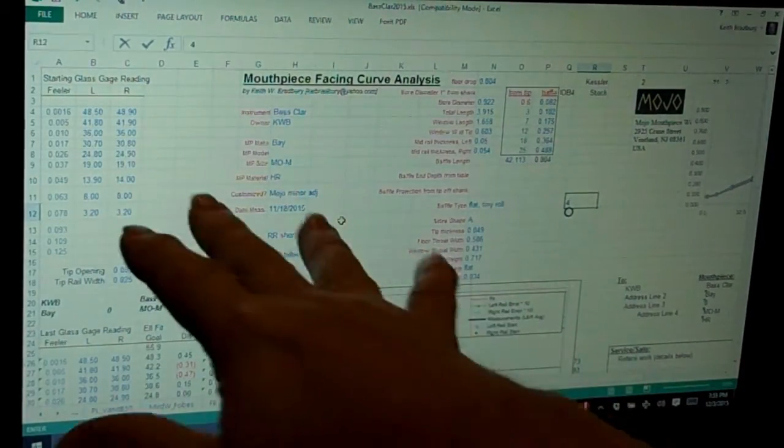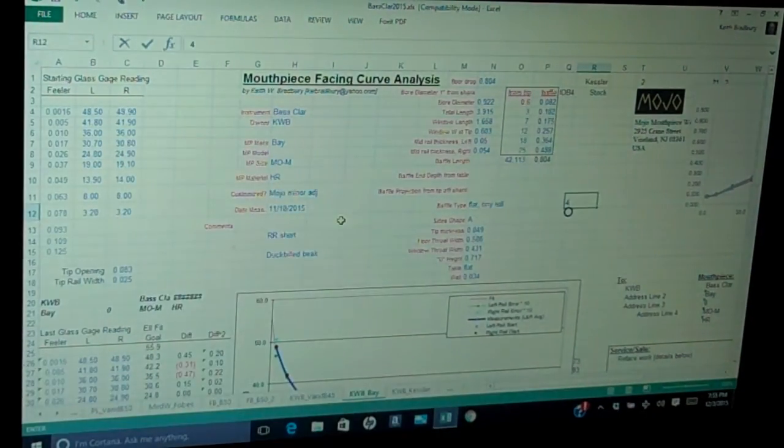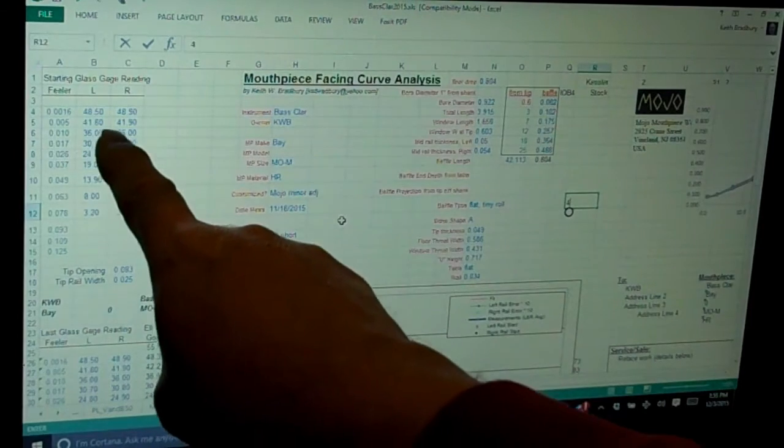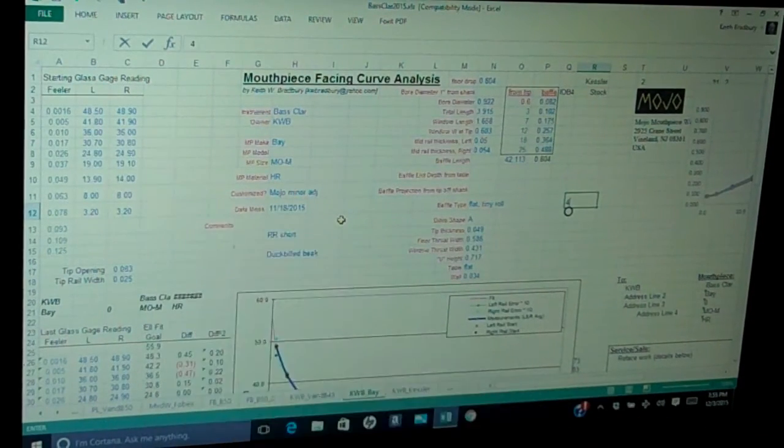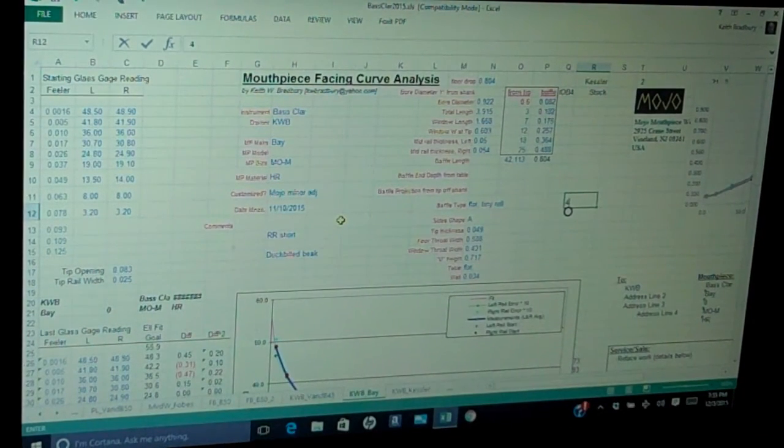And I did this earlier, so I'm getting some different numbers depending on how I zeroed it and things of that sort. So for this bay, I'm showing 48.5 and 48.9. So, you know, sometimes you have to take a few sets of readings to zero in on what it is. It's a very sensitive system.